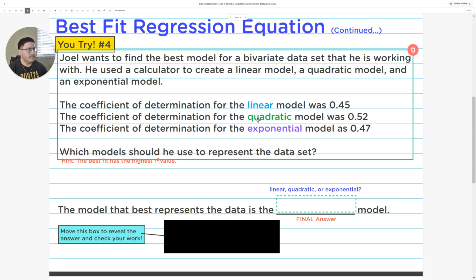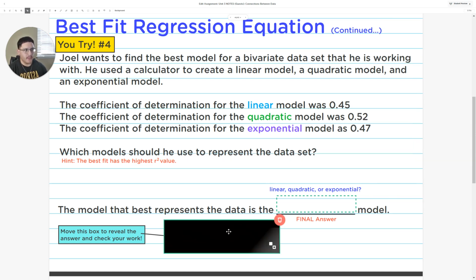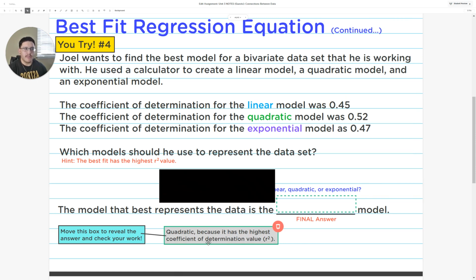So, simply put, which one is the highest r squared value? Quadratic. It has a 0.52. It's bigger than 0.45 and 0.47. So, quadratic because it is the highest coefficient of determination. That's that. That's it for you try number 4.